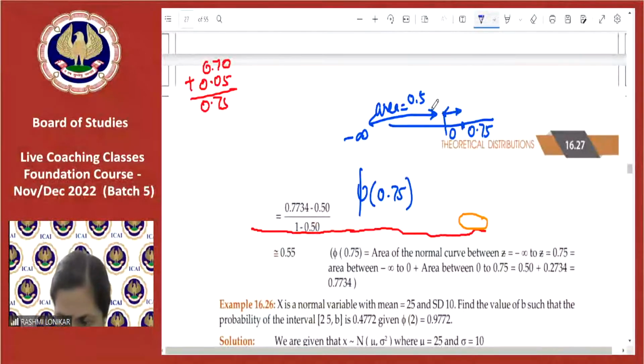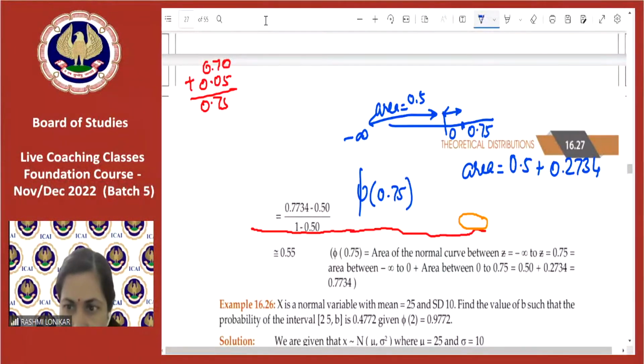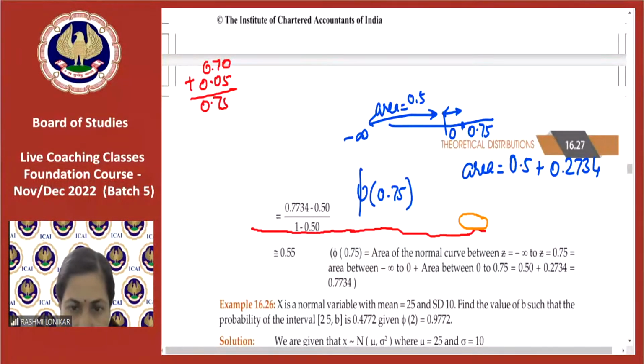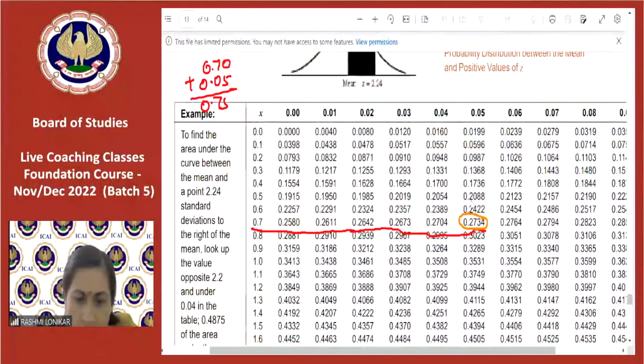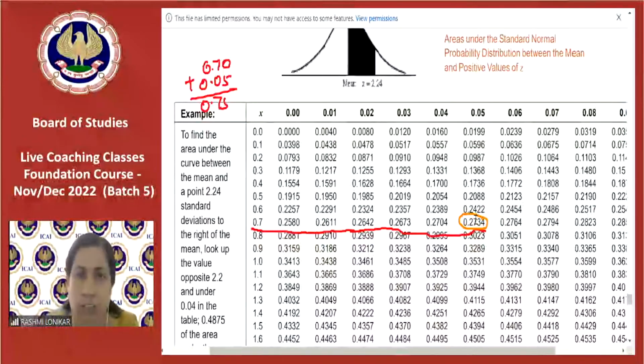So the area will be equal to 0.5 plus 0.2734. Where does this 0.2734 come from? From the normal table. Why have I taken this? Because I have to find phi of 0.75. So 0.7 on the row and 5 on the column, like we do in logs and anti-logs. From the left, we take some row, and we select the column. Where the row and column intersect, that will be your value. So phi of 0.75 will be 0.2734.